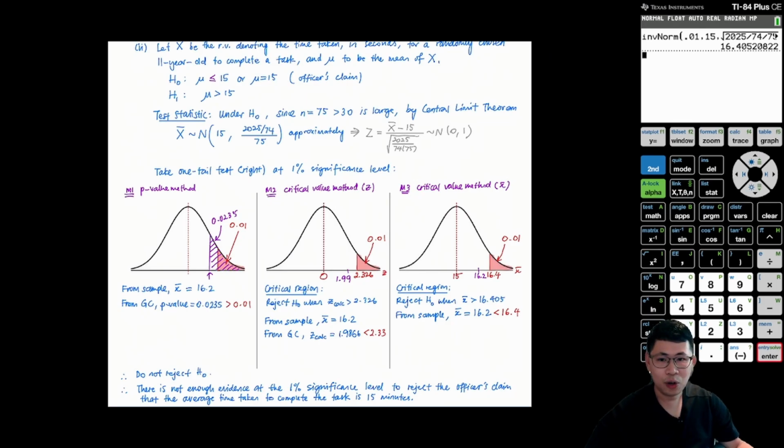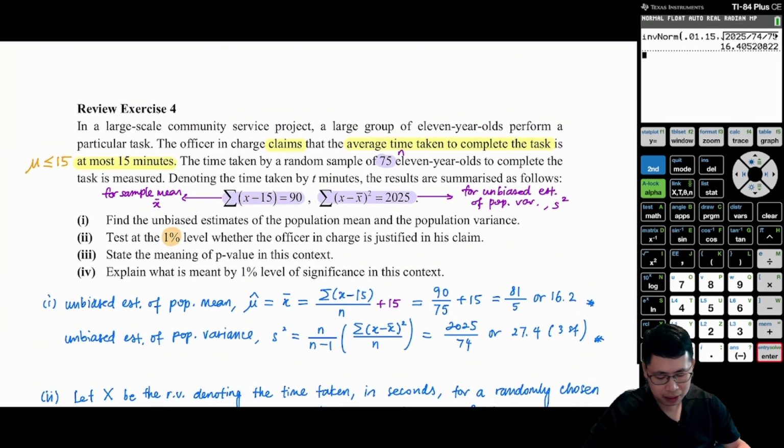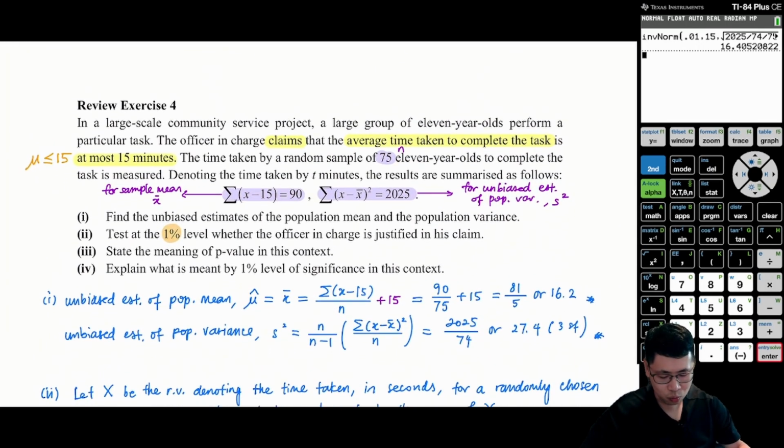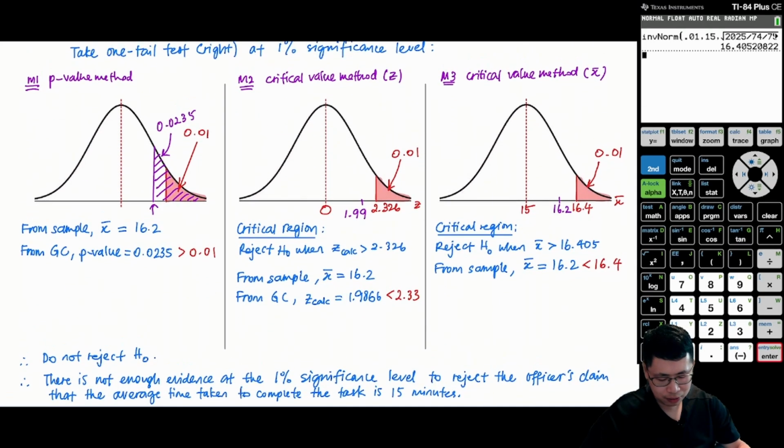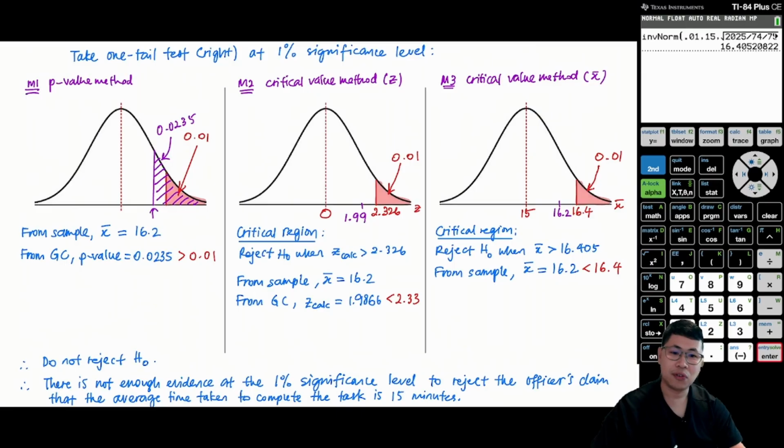Okay, we'll continue on with part 3. Part 3 asks us to state what is the meaning of the p-value in this context. So what is the p-value? The p-value is actually over here, 0.0235. If you've done the p-value method, then you can calculate this and answer accordingly. So this 2% refers to the 2% of the time taken after this value.